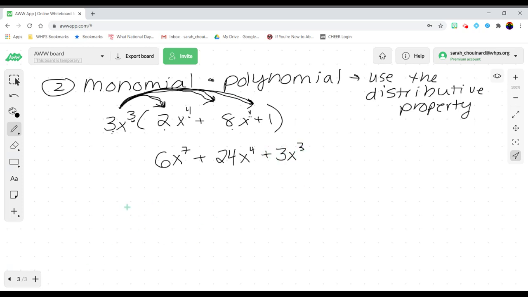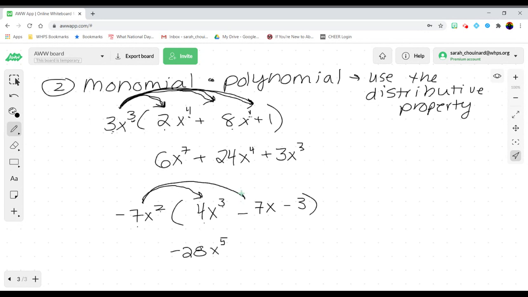Let's try one more. So let's try negative 7x squared times 4x cubed minus 7x minus 3. So negative 7x squared times 4x cubed. Negative 7 times 4 is negative 28. X squared and x third, we add those powers, gives us x to the fifth.